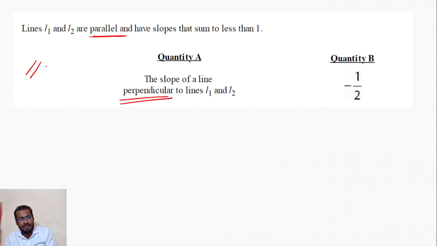Okay, parallel slope means both will be the same. We don't get any values. But when it is perpendicular, the answer will be the negative reciprocal. For perpendicular, okay, so for parallel there are no values. So here they say that L1 and L2 are parallel and have slopes that sum to less than 1. So let me take one thing.